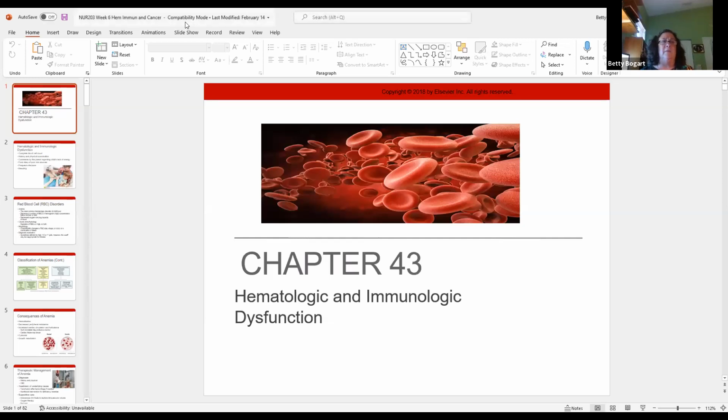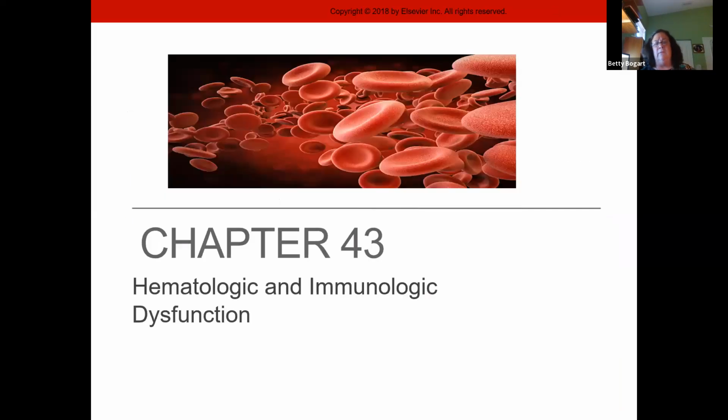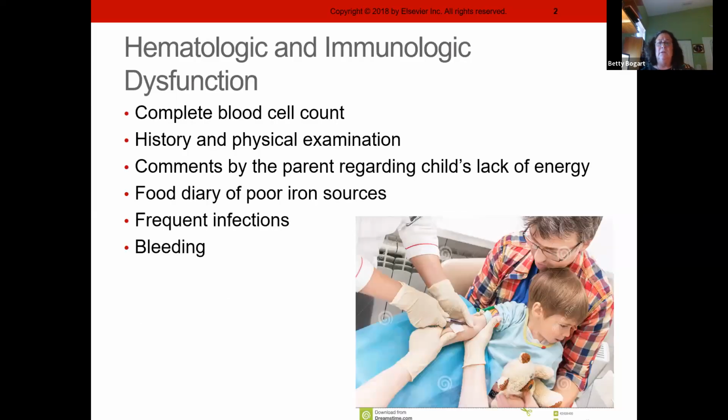Remember, any questions, stop me as we go, and I can help you with it. So start out, hematologic, immunologic dysfunction. So first of all, how do we know if there's a hematologic or immunologic dysfunction? Well, the first thing is not a complete blood count, because that's real good information, but history and physical. What is going on? I think the easiest thing to figure out is if we have these complaints that this child has lack of energy, and through that history, or bruising, or getting lots of infections, you'll see through that.